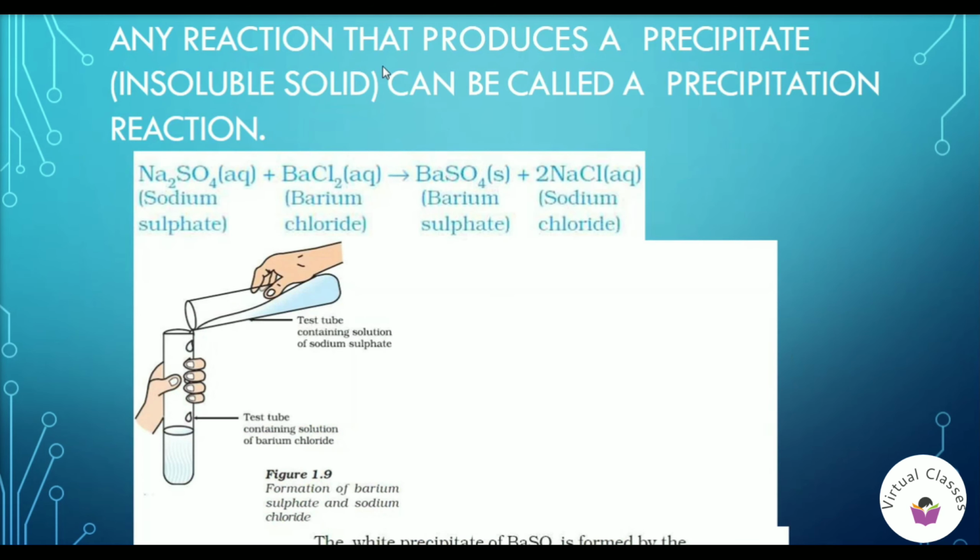Any reaction that produces a precipitate, an insoluble solid, can be called a precipitation reaction. Here in the figure we are mixing Na2SO4, that is sodium sulfate, with barium chloride. They will combine to form barium sulfate, which is an insoluble solid, hence is called precipitate, as well as NaCl in aqueous form.